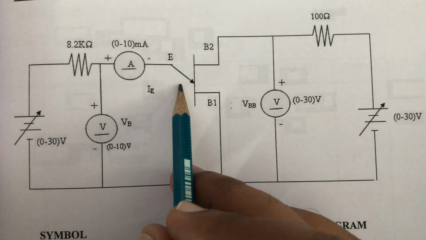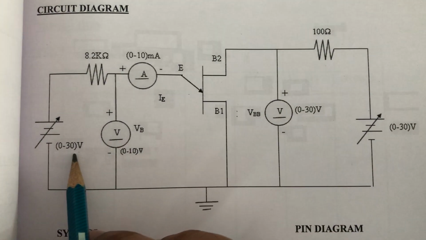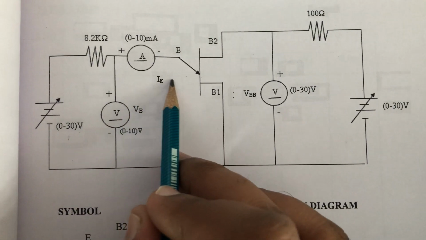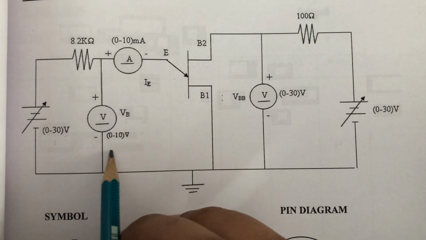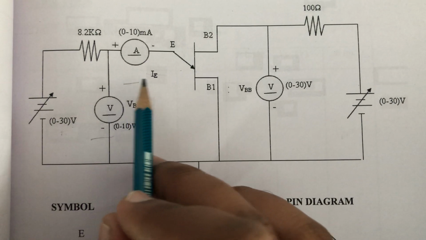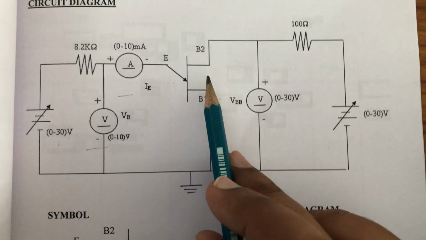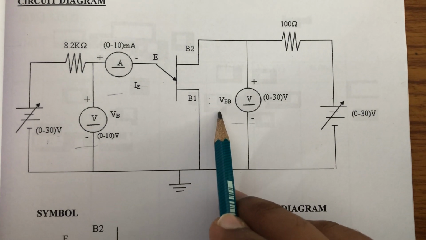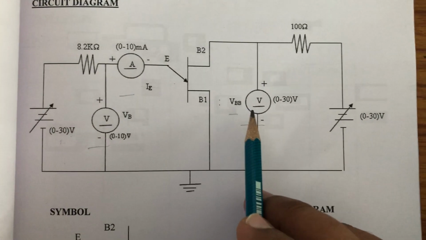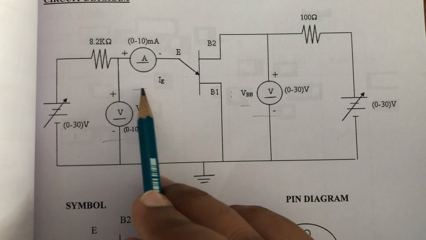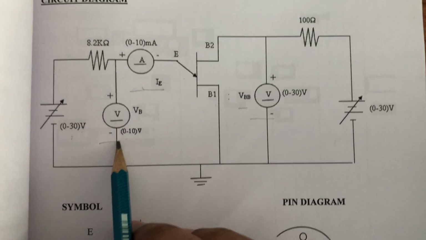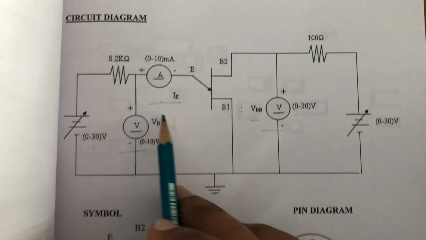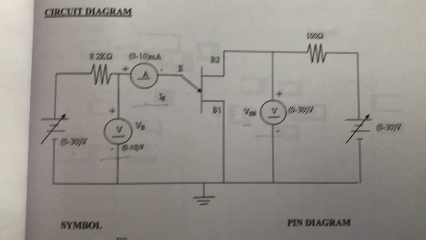Now, how to connect to the RPS. We will use a dual RPS. On the input side RPS, the emitter is connected. Across the emitter, we have to connect one voltmeter and ammeter, and across base 2 and base 1, we have to connect one voltmeter. That is, we are going to see VBB, the base voltage. What is the VBB voltage? And here we have to measure the emitter current and also the emitter to base voltage. Okay, so this is the circuit diagram for UJT.